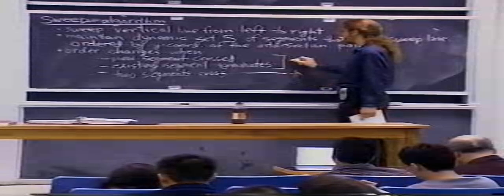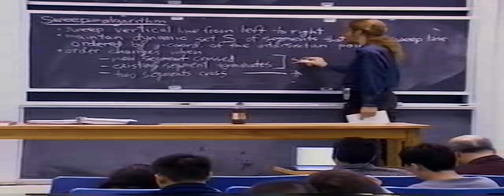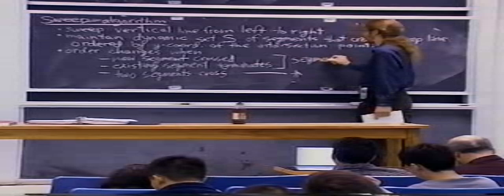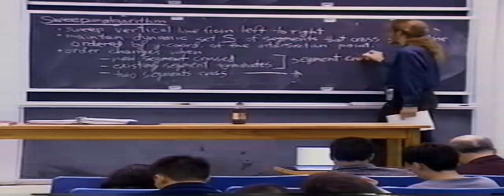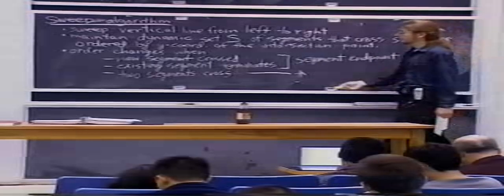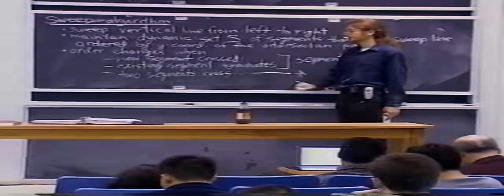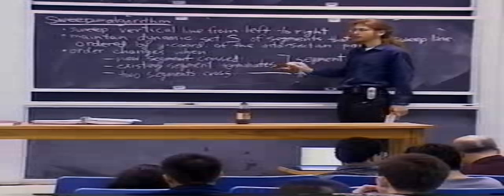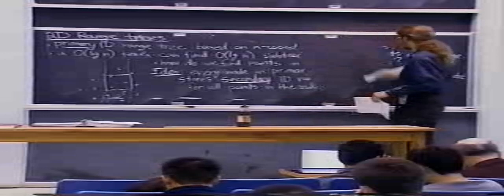This we understand. This is whenever you encounter a segment endpoint. When I hit a left endpoint, that's a new segment that I'm starting to cross. When I hit a right endpoint, that's when I no longer cross that segment. So that basically gives me the algorithm.